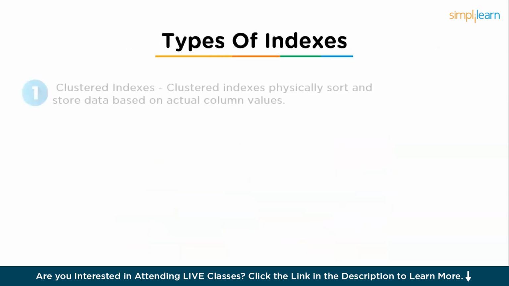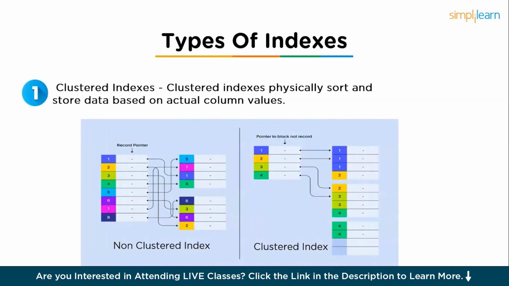Now let's discuss the types of indexes and when to use them. At first, we have clustered indexes. You can think of a clustered index as a library where books are arranged in perfect order by title. Clustered indexes physically sort and store data based on actual column values. They work best for sequential, unique data like primary keys.